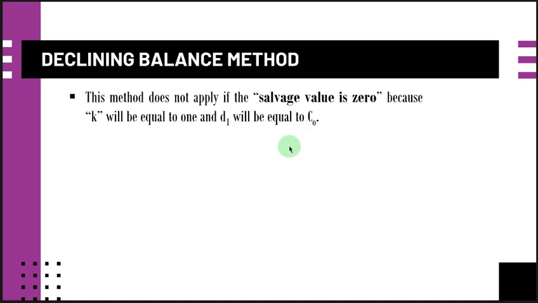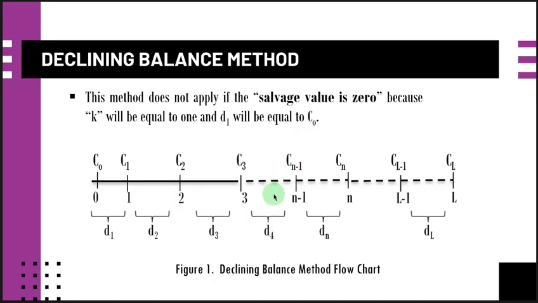We have here in figure 1 the declining balance method flowchart for our topic today. From year 0 to 1, we have this annual depreciation d sub 1. For year 1 to year 2, d sub 2, and so on until the useful life of the machine. On top of this, we have the original cost of the machine at year 0, C sub 0, C sub 1 for year 1, until C sub L after the useful life of the machine or equipment.